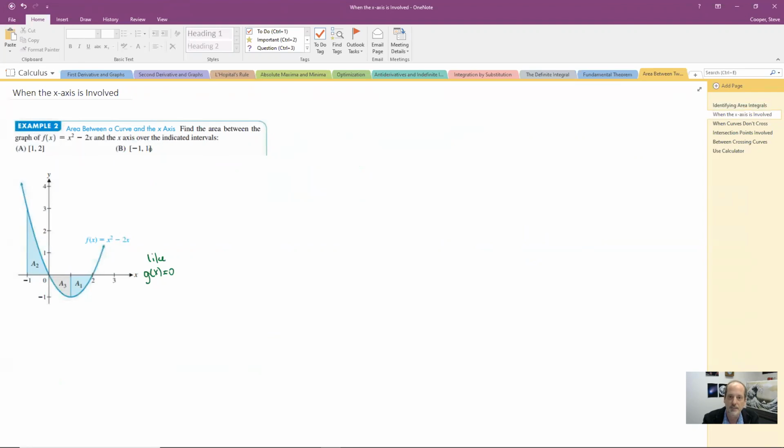So let's answer this question. They've given us the rule for f of x. It's x squared minus 2x. For part A, they're asking for the area between the graph and the x-axis, which is g of x equals 0, between 1 and 2. If you look at 1 and 2, the top function is 0. So we have to think of this as the integral from 1 to 2 of g of x, which is 0, minus f of x, which is x squared minus 2x, dx.